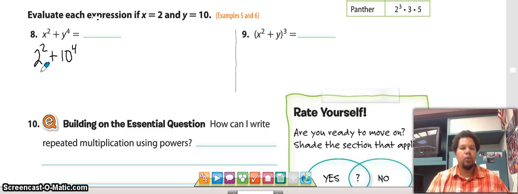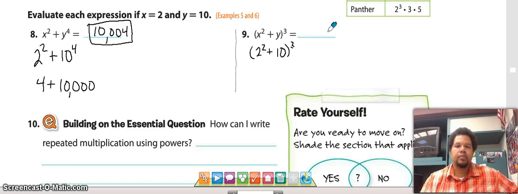So 2 squared is 2 times 2, which is 4, plus, and 10 to the 4th power is equal to 10,000, because it's just a 1 followed by 4 zeros. You will learn that. Now we get to add that together. So 10,000 plus 4 is equal to 10,004.